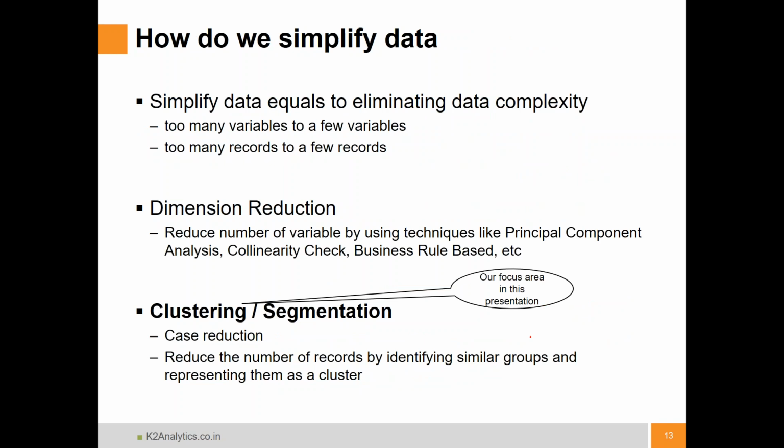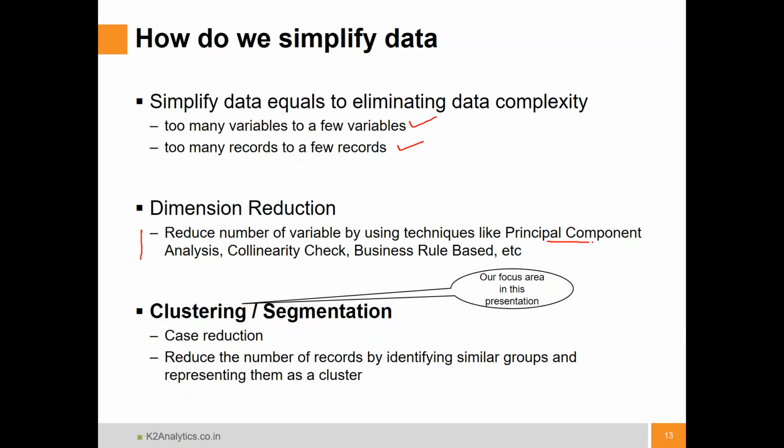Now, how do we simplify data? I already spoke about one way, dimension reduction. You've got many variables, and reducing many variables to a few is a simplification process. The second way is that you've got millions of records, and converting millions of records into 5 to 10 segments is reducing the number of records, and that is another way of simplification.